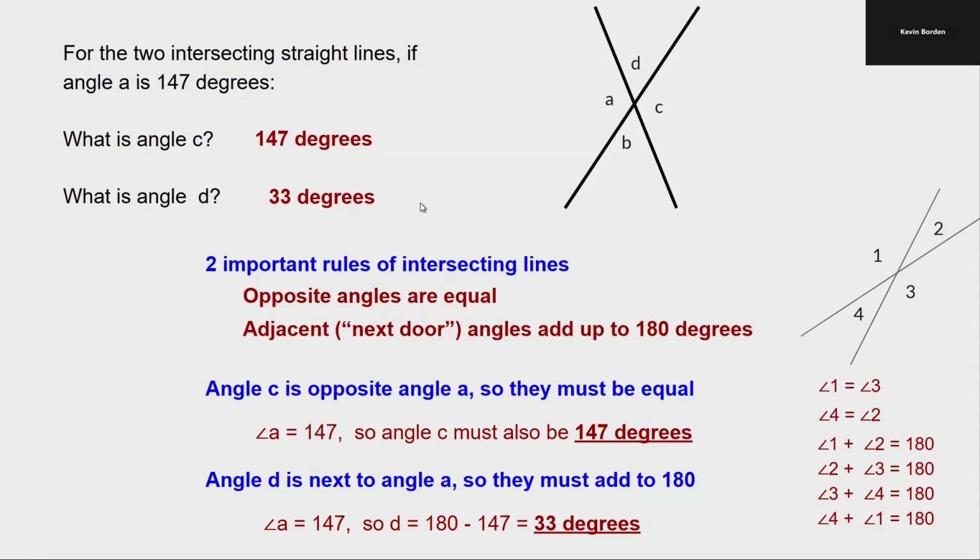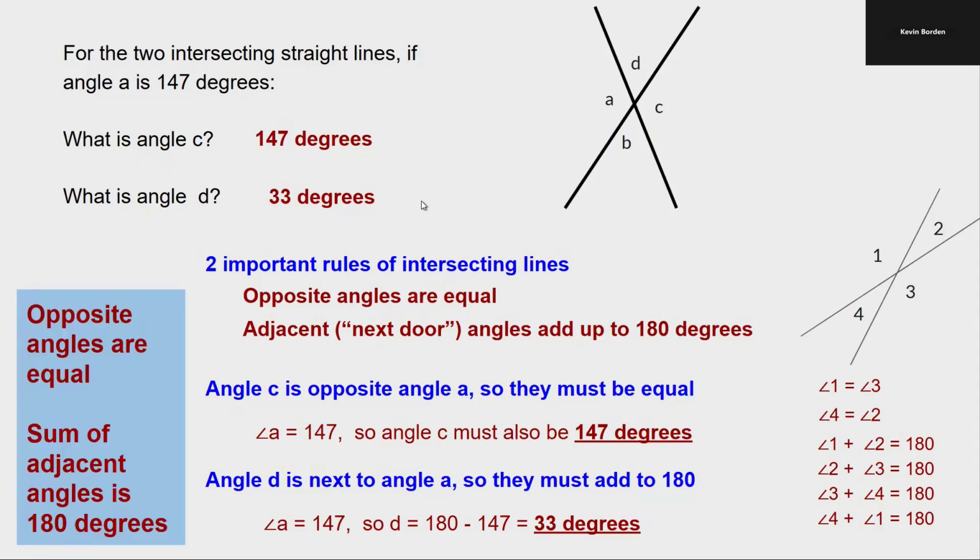And the key takeaway from this video is to remember that opposite angles of intersecting lines are equal to each other, and the sum of adjacent angles is always 180 degrees.